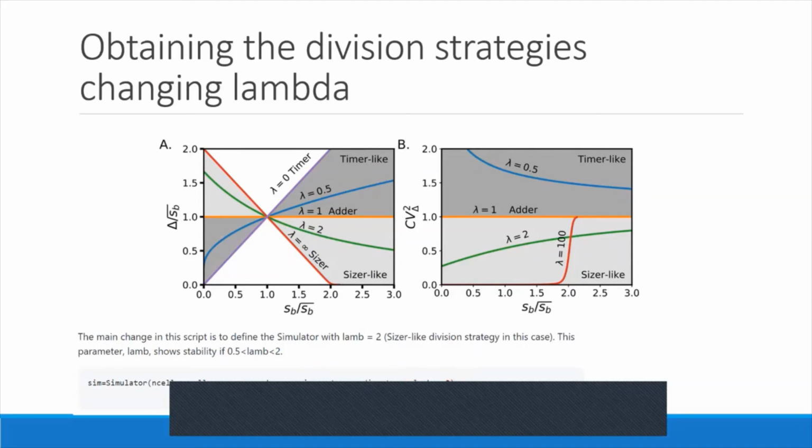By default, this lambda is 1, that gives you the adder. So if you don't use this argument, the program is going to give you the adder division strategy.